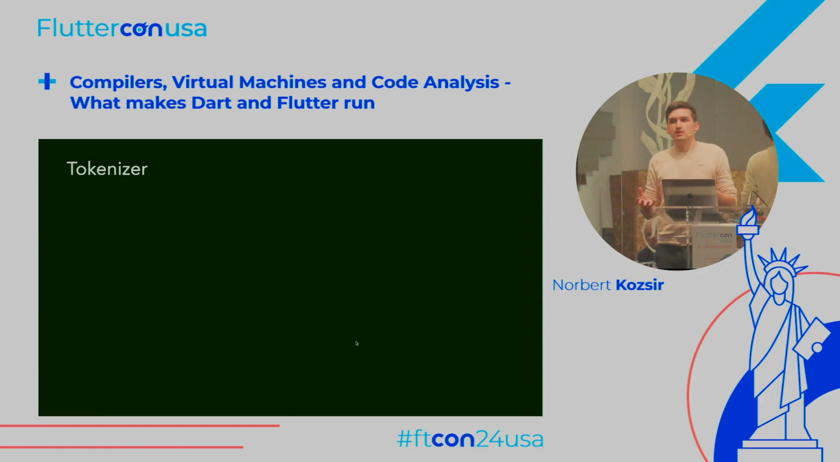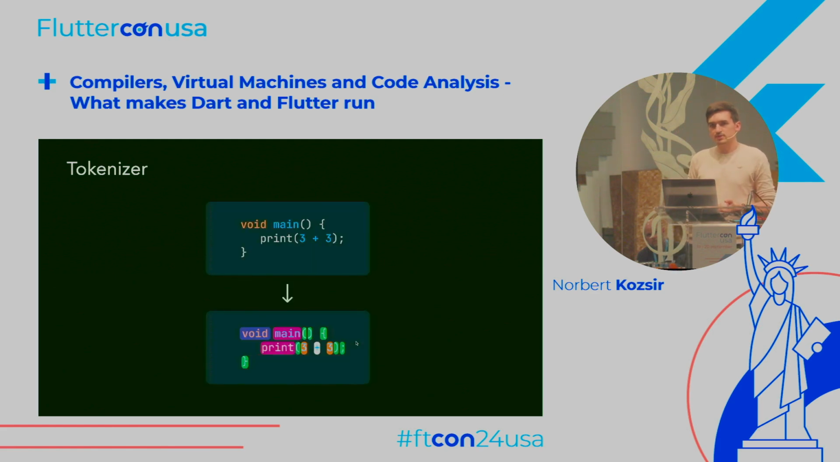So for example, if you encounter the void keyword, you really do not care about the letters V, O, I, and D, you care about the token void. So that's what the tokenizer does. It takes some kind of string, so a stream of characters, and transforms it into tokens. So in this case, you can see as an example, imagine this as being a string, and it turns it into a stream of tokens which contain void as a keyword, main as an identifier, and then some parentheses and other fun stuff.